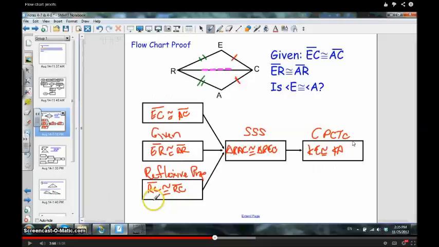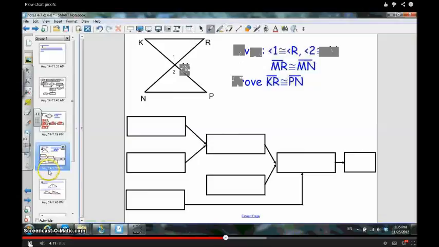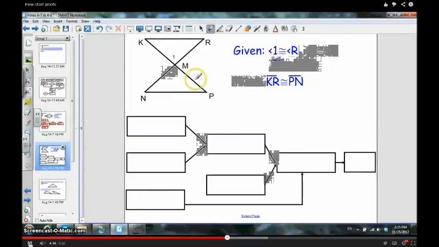Okay, the next one we're going to work through together, but I'm going to show it to you first and copy it down, have the boxes ready so we can fill them in. Same idea as the 2-column proof or the proof map, just laid out a little bit different. Some people will like it, some will not. Let's do another. Here. All right, please copy that down.